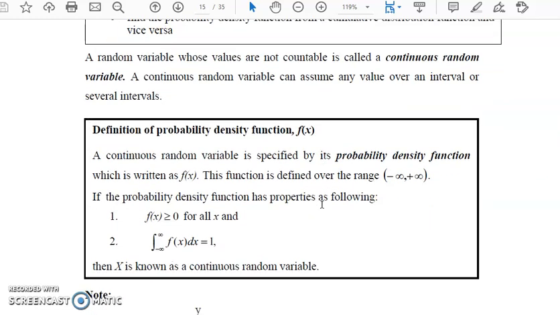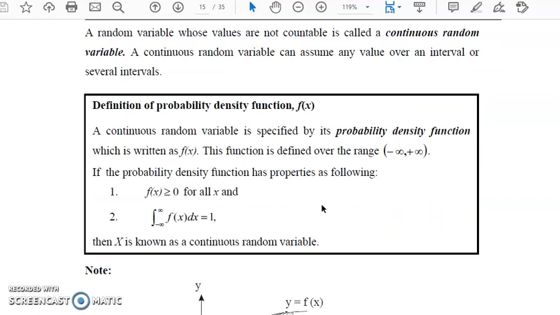Okay, so let's proceed. This is the definition for the PDF. As you know, for the PDF, we represent it as a small letter f(x). The first condition is that it must be greater than or equal to 0 for all x, and the integral from negative infinity to infinity of the PDF must be equal to 1.